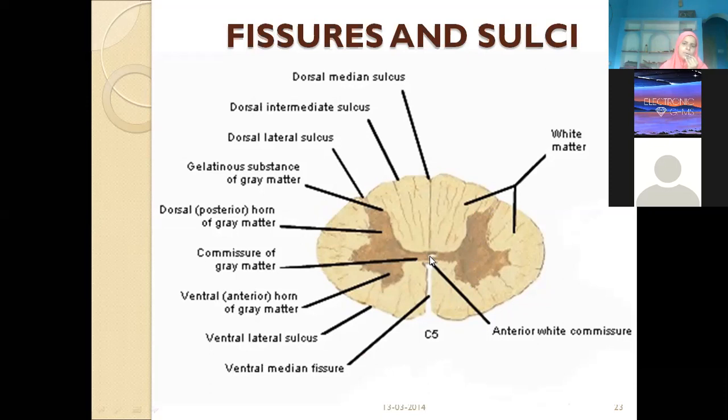Spinal cord passes through. This whole thing is spinal cord only, no. Sorry. Yeah, CSF. Yes, sorry. Okay.